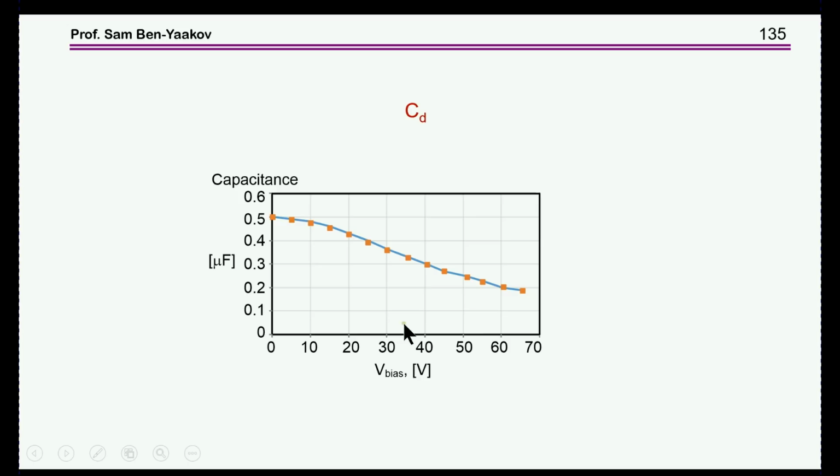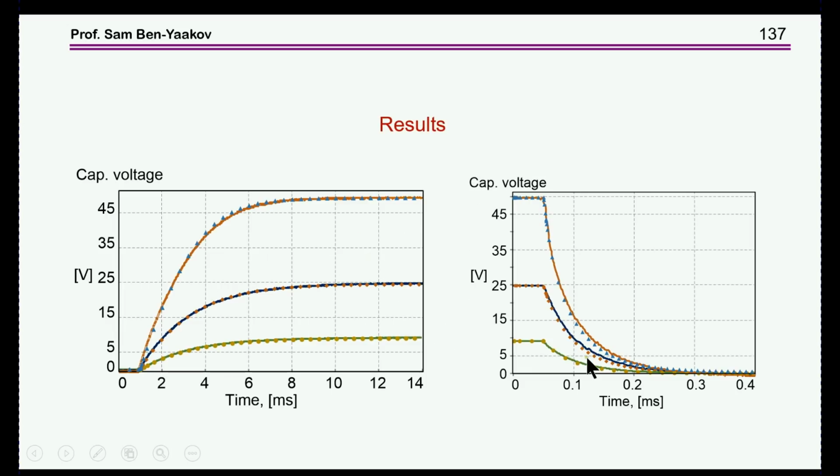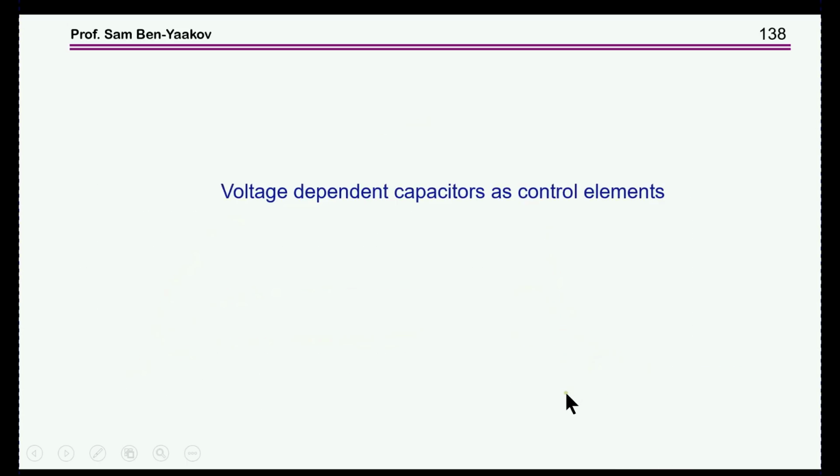This is the reproduction of C sub D with the model, and then we expose it to a pulse. Okay, this is the pulse, and this is the rising edge, the falling edge, and the straight line is the measurement, and the dots are the simulations. So you see that the simulations are very, very good, and they're reproducing the behavior of the nonlinear capacitor.